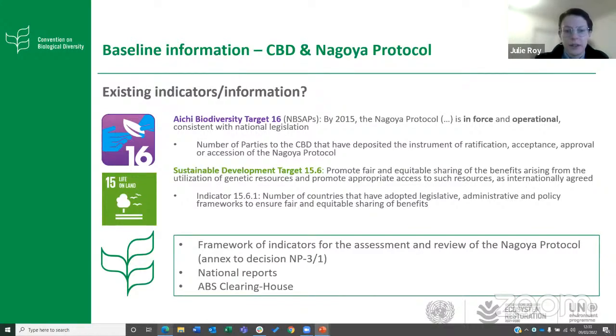And of course, from the Secretariat, we have other sources of information available on implementation as part of the review processes of the protocol, and as well the convention with national reports.